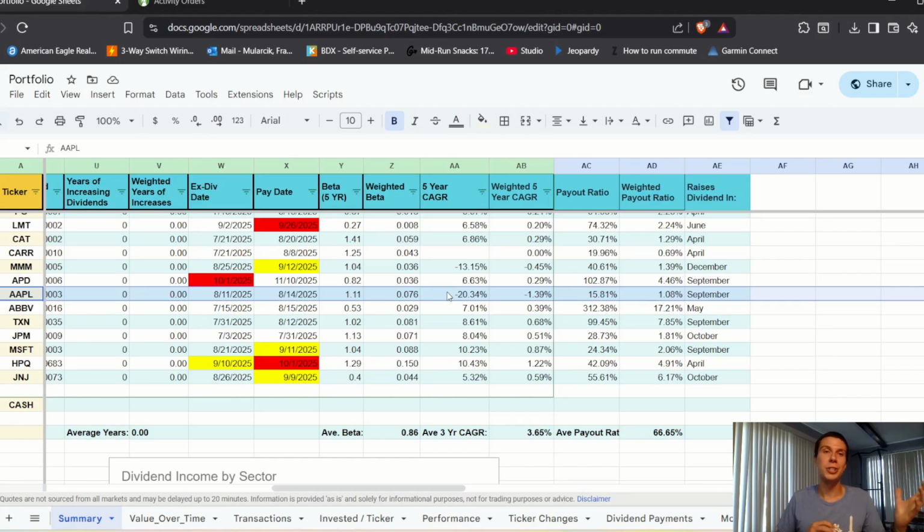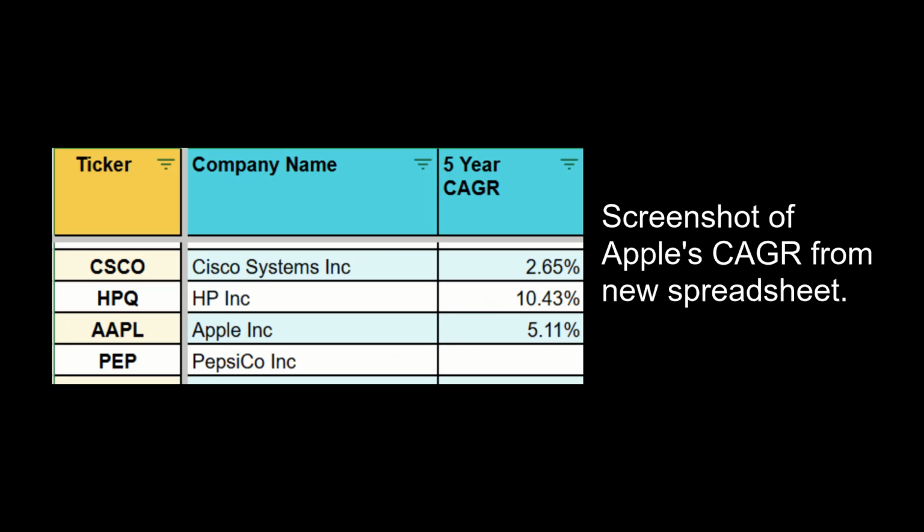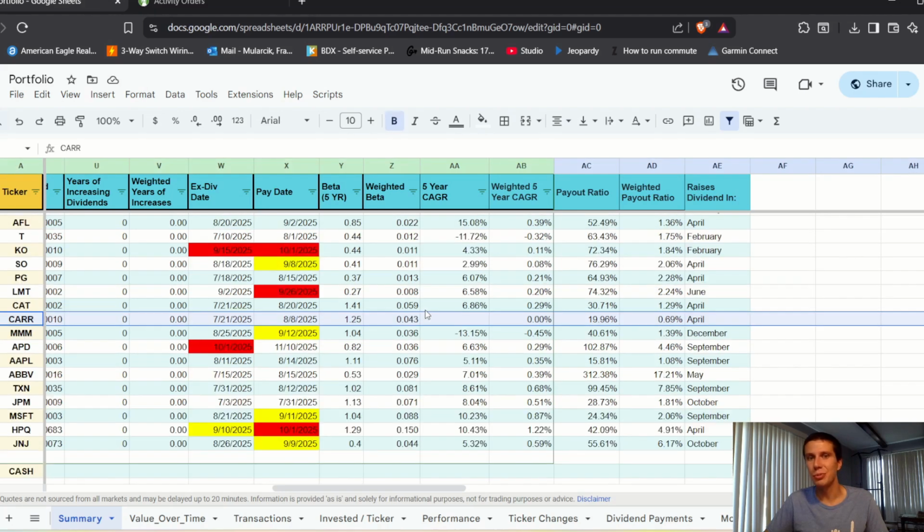So in my new spreadsheet, I actually created some functionality to look at the dividends and then look at the splits that occurred and cross-reference those, basically recalculating the split adjusted dividends, and then use that to calculate the 5-year dividend CAGR. So in my new spreadsheet, I'm able to get the correct value of 5.11% 5-year dividend CAGR for Apple.